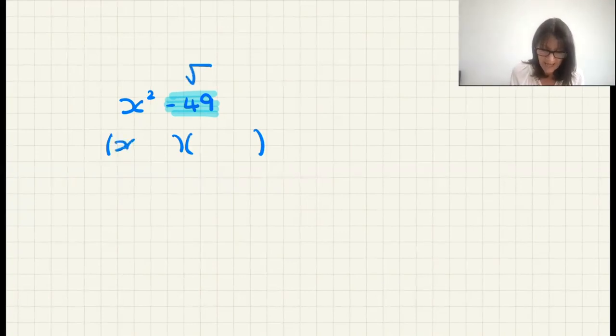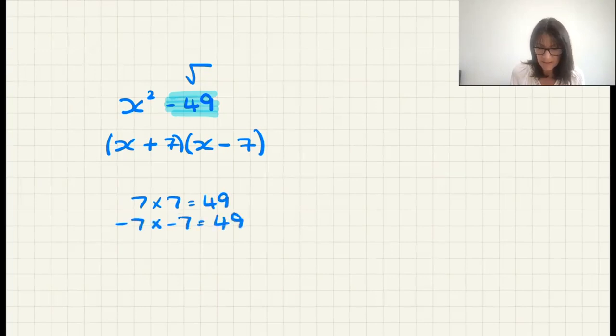So I'm going to drop down the x. I'm going to put a plus and a minus in. I'll show you why in a minute. And then I square root 49, which gives me 7. Okay, 7 times 7 is 49. -7 times -7 is 49. So they're both giving me that result. So I want square root of 49, could be plus or it could be -7. Positive 7s make 49, negative 7s make 49.